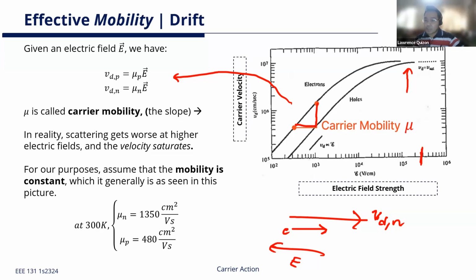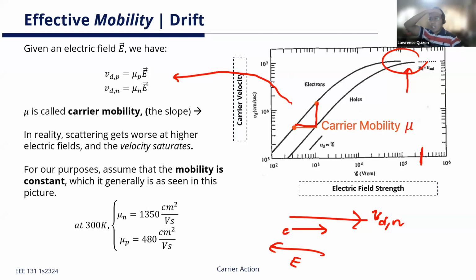That's it saturates. But it's not a problem for us, no? Bakit? Because we don't usually get to this type of high electric fields, no? That's a specific design problem for specific circuits, but not for our purposes, no? So for all intents and purposes, the mobility stays constant.